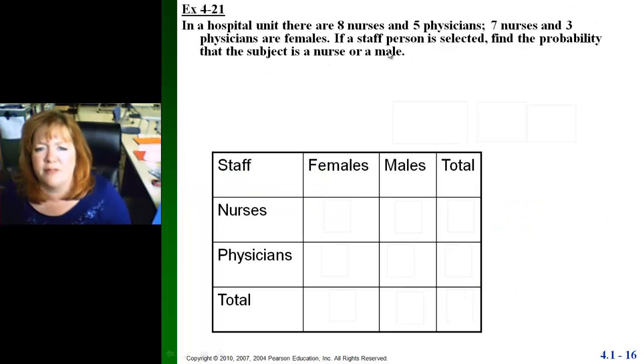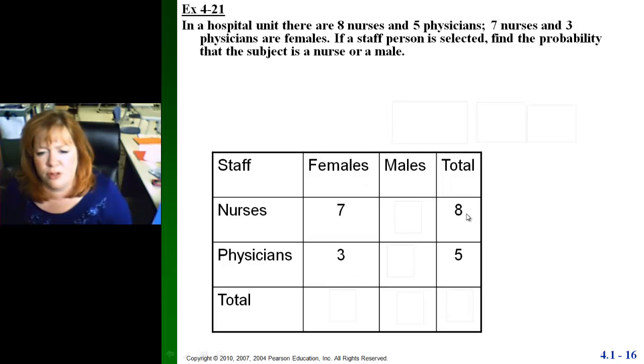Here's one where you have to put together a chart, and charts and tables are great for organizing information when you're trying to figure out the probabilities. They've got 8 nurses and 5 physicians, so right away I'm going to put 8 nurses for the total and 5 physicians. 7 nurses and 3 physicians are females, so I'll put a 7 under female for the nurses, 3 for the physicians, and then it says find the probability that the subject is a nurse or a male.